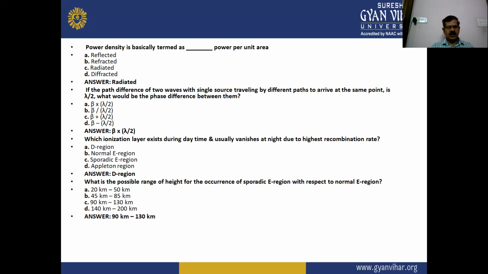So in this question, what is the possible range of height for the occurrence of the sporadic E region with respect to the normal E region? The correct answer is 90 kilometer to 130 kilometer. So option C is the correct answer.